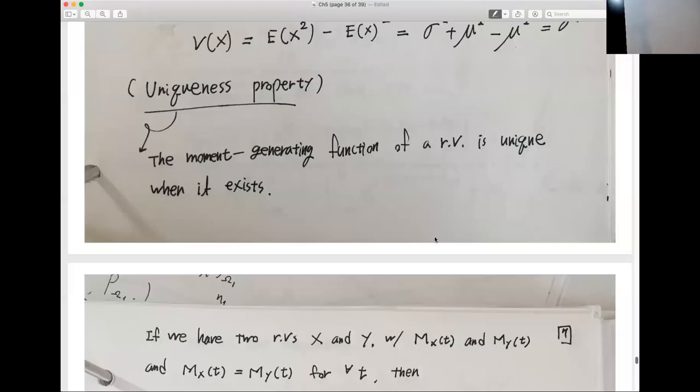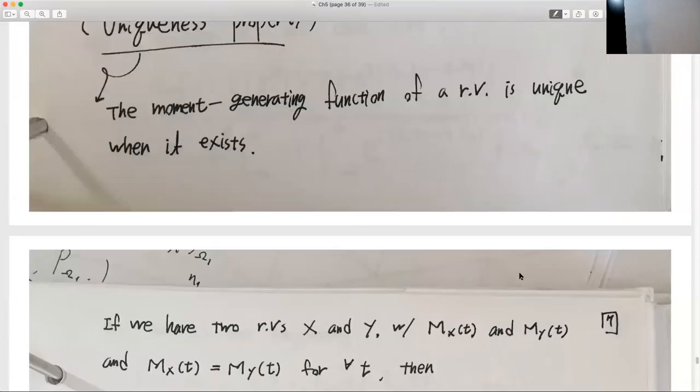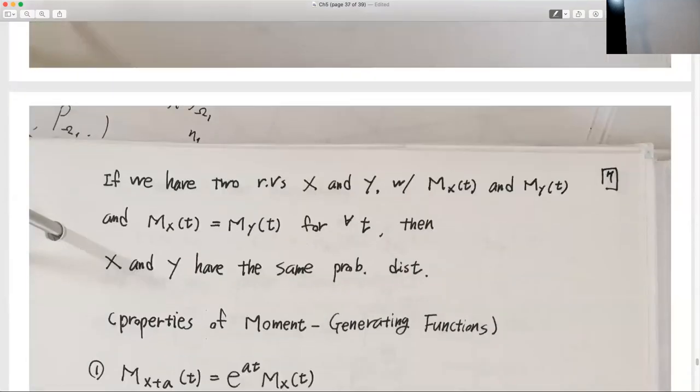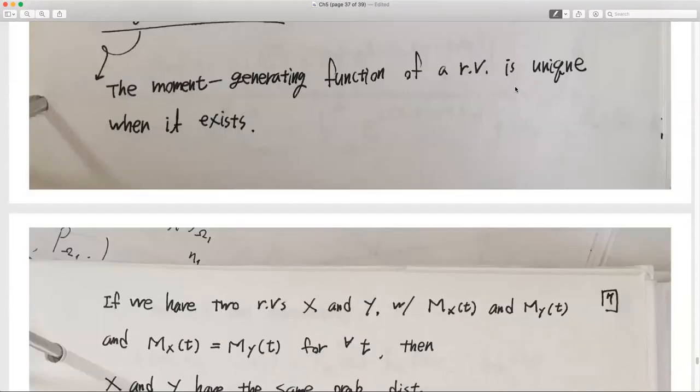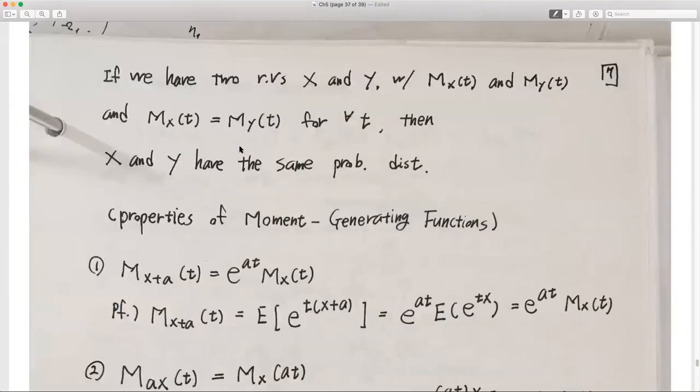The first one is uniqueness. The moment generating function of a random variable is unique when it exists. Keep in mind this moment generating function is unique. So the next one, let me just show my lecture note. Can you see that? All right, so here, uniqueness, keep in mind this, and then next one.